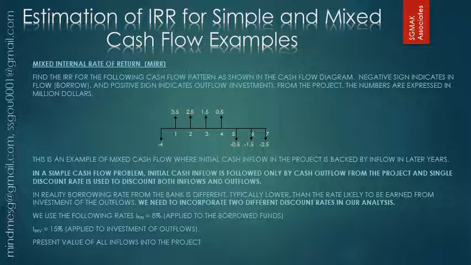There are a whole range of options you have, and you can safely say that your borrowing rate is typically lower than the rate you can earn from your investment. So compared to the previous problem, we need to incorporate two different discount rates in our analysis. One is the finance rate, the borrowing rate, 8% we have taken for this problem, applied to borrowed funds. And for investment, we have taken 15%.